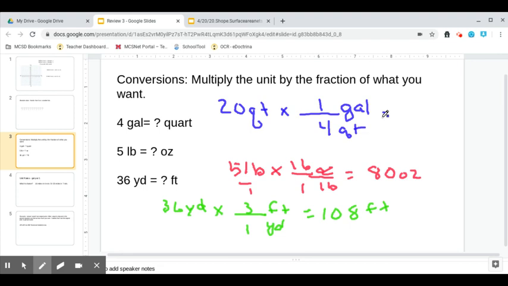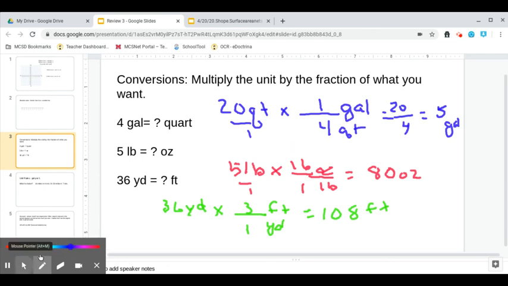Well, this is a little bit different because my number ends up on the bottom. So I end up with 20 over 4, which is basically 20 divided by 4. I end up with 5 gallons. So if you put what you want on top, you won't even have to worry about if you're multiplying or dividing, because you're always multiplying by something. It's either going to be a whole number or a fraction.